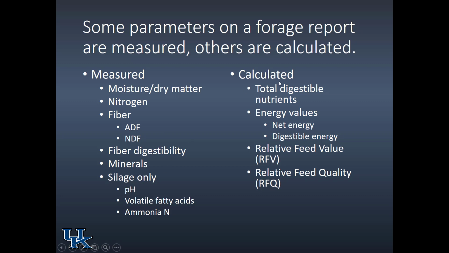We will calculate total digestible nutrients, or TDN. Every energy value is a calculated value, whether it's net energy or digestible energy. Relative feed value and relative feed quality, RFV and RFQ, are all calculated entities of a forage sample.